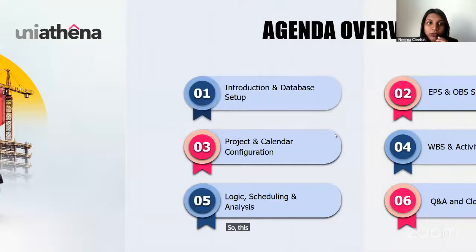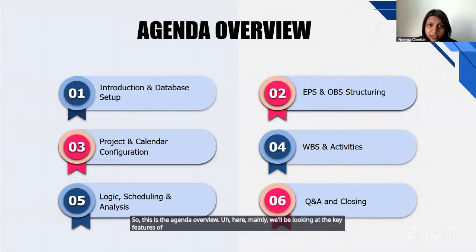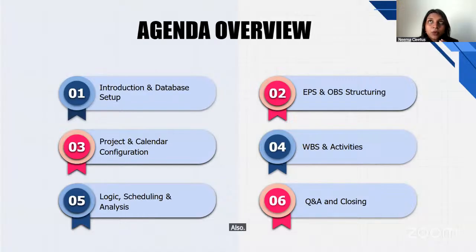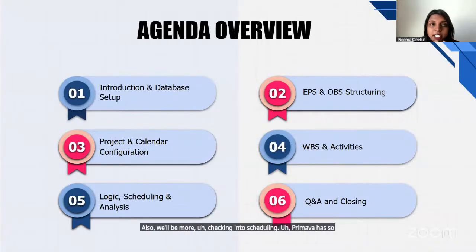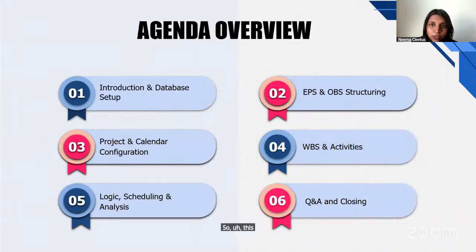So this is the agenda overview. Here, mainly we'll be looking at the key features of Primavera, its interface, and how it influences the components of BIM. Also, we'll be looking more into scheduling. Primavera has so many benefits like scheduling, resource management, risk management, etc. But we'll be looking at its key feature, which is scheduling itself. So this session will be all about its interface, how to set up a project in Primavera, how to schedule it, and other key factors which control the project in Primavera.